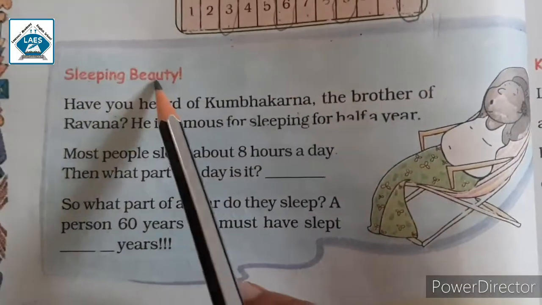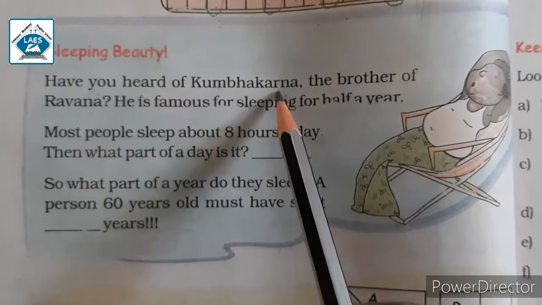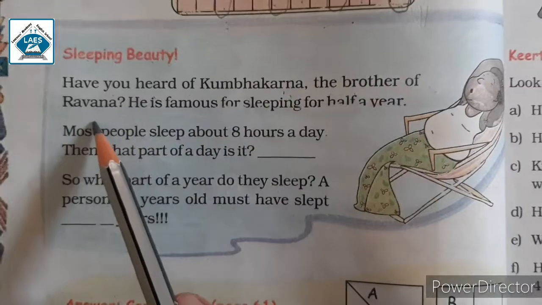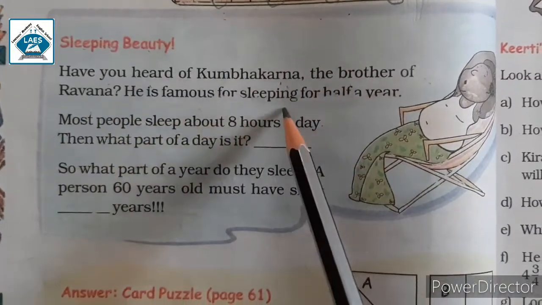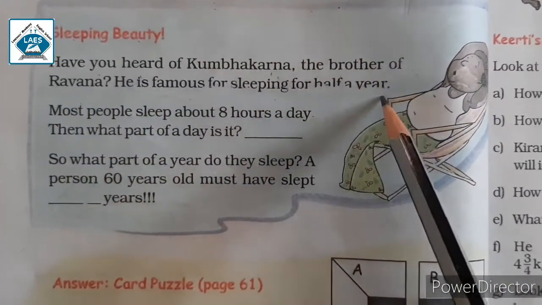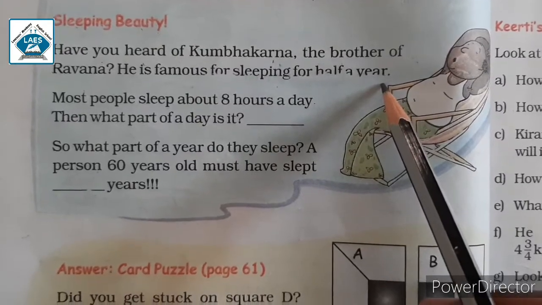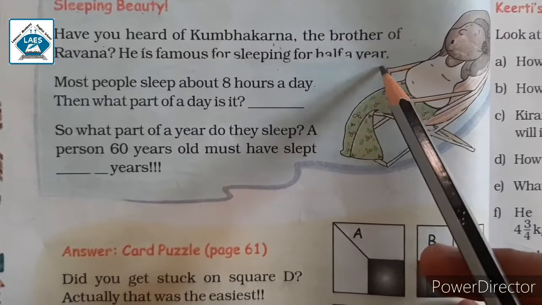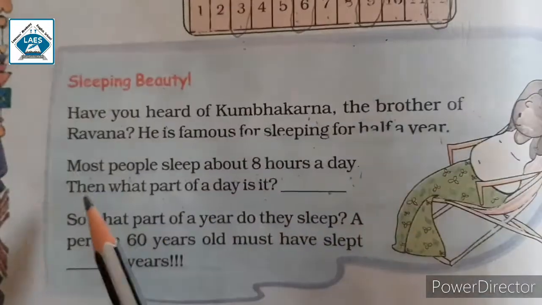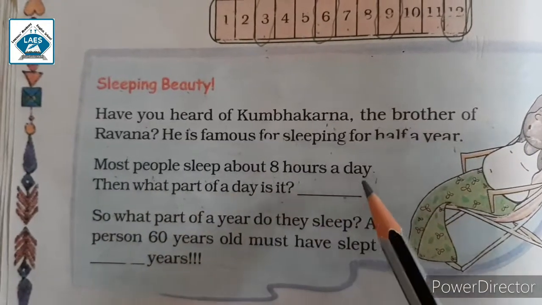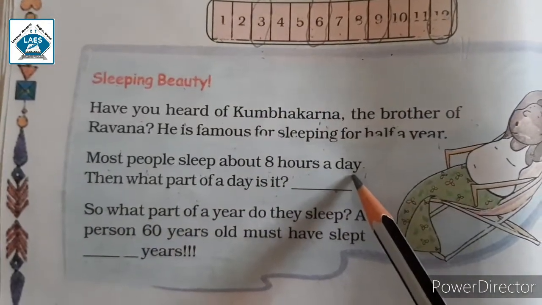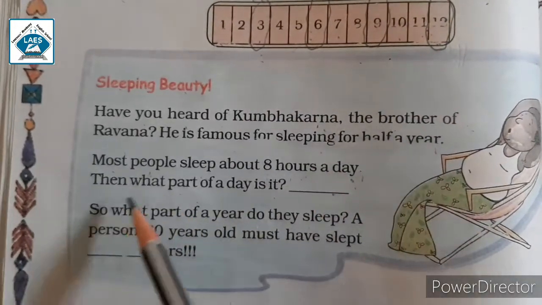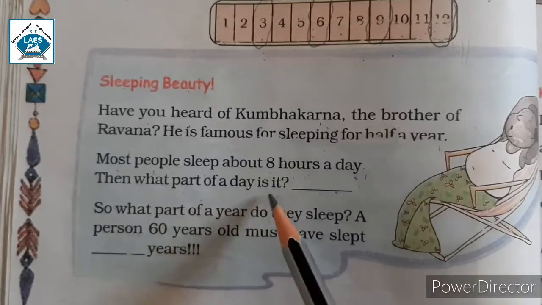Now, Sleeping Beauty. Have you heard of Kumbhakaran? Yes, it is the character of Ramayana, the brother of Ravan. He is famous for sleeping for half a year. It means Kumbhakaran slept 6 months of a year. Half of year means 6 months. Most people sleep about 8 hours a day. Out of 24 hours, generally people sleep 8 hours. Then what part of a day is it?